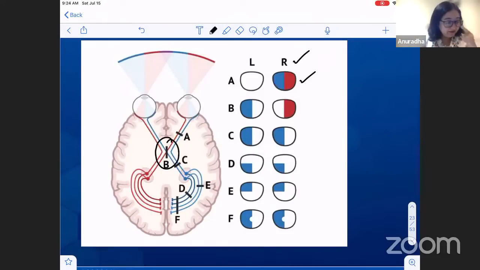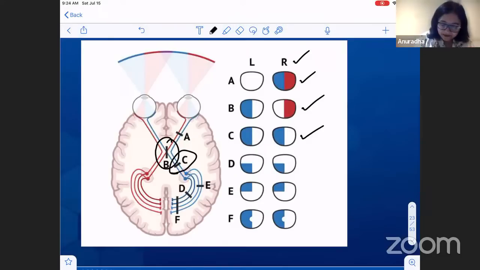defect is... Bilkul sahi. So if the lesion is compressing the central optic chiasma, you will get a bitemporal hemianopia. The temporal half of both the eye visual field is gone. If the lesion is in the optic tract, you get homonymous hemianopia on the contralateral side, opposite side.